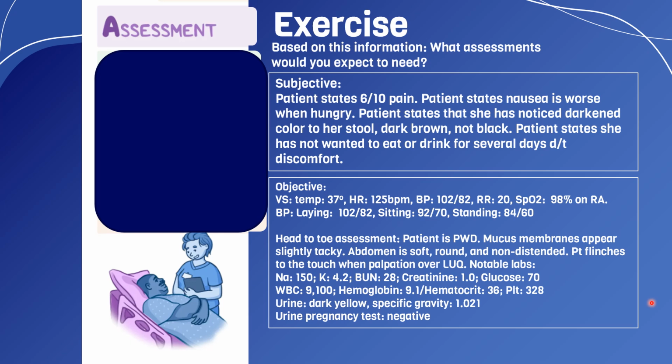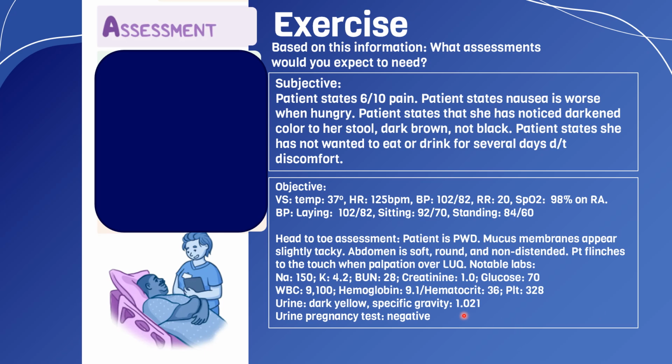So taking a look, my patient's sodium is elevated. BUN and creatinine are elevated. Their urine is dark yellow, and the specific gravity shows that it is a thicker urine. It's not as watery. And my patient has orthostatic hypotension. So I'm going to bet my patient is at least dehydrated.